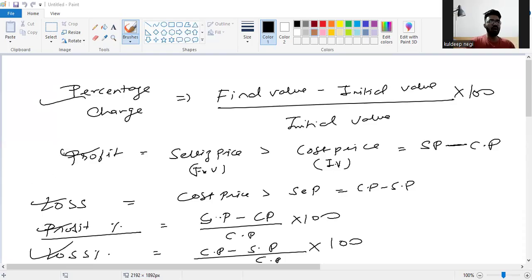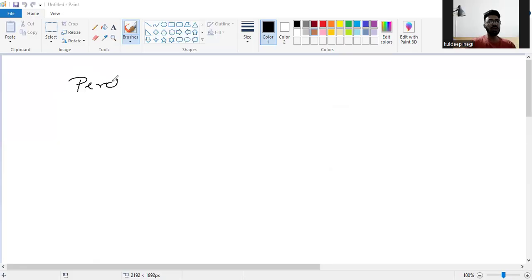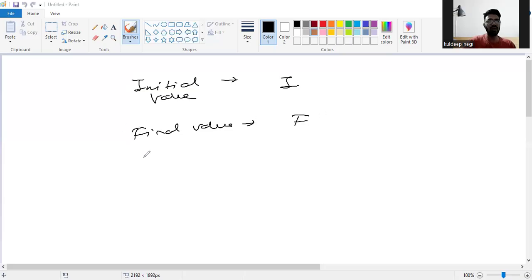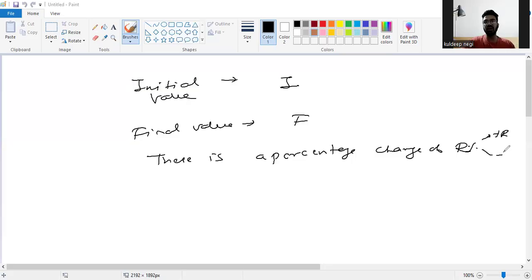Now, let's talk about percentage value or a percentage change value. For example, there was a value, an initial value. I can represent that initial value by I, and then I have a final value, that is your F. There is a percentage change of R%. Now, change can be anything. It can be positive or it can be negative. So it can be a positive change or a negative change.